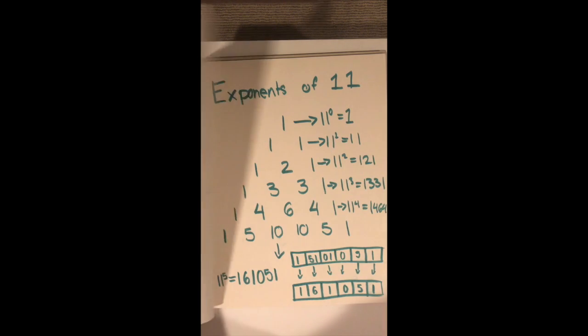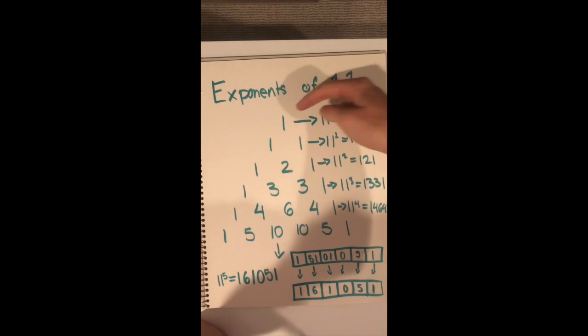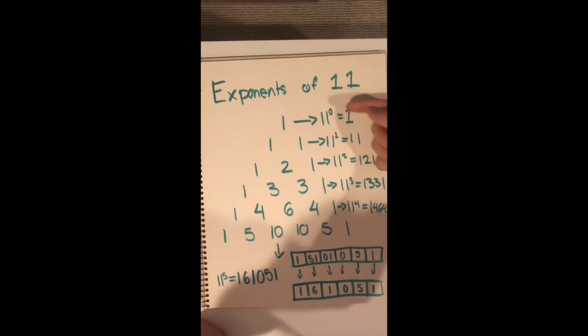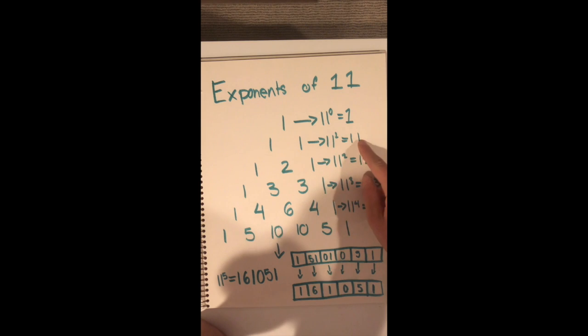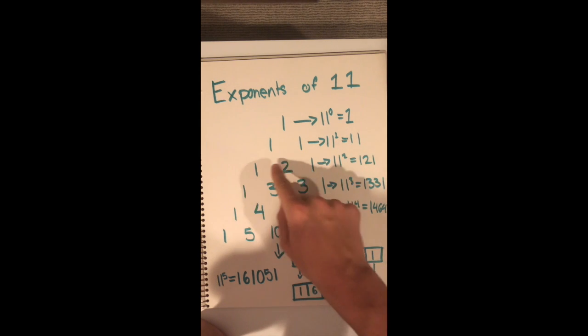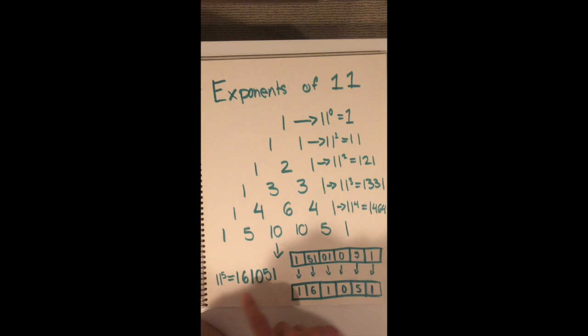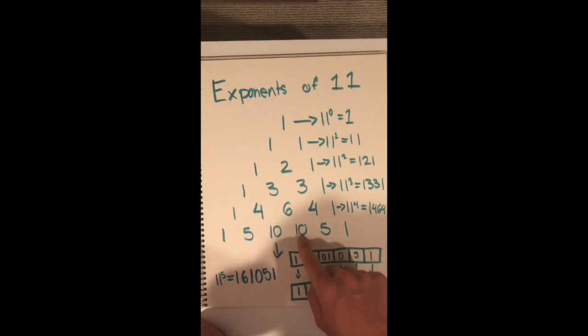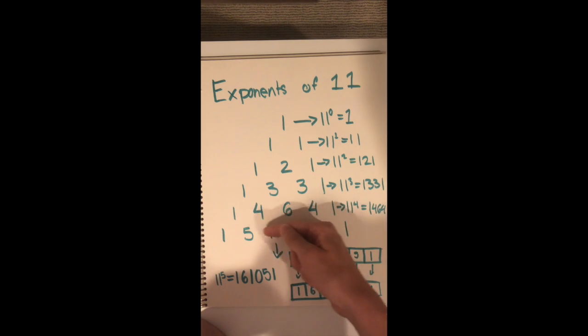Pattern number 4, exponents of 11. As you can see, every row equals an exponent of 11. For example, first row equals 1, 11 to the power of 0 is 1. The second row is 11, 11 to the power of 1 is 11. The third row is 121, and 11 to the power of 2 is 121, and so on. But when you get to bigger rows, like 11 to the power of 5, you start getting overlaps and double-digit numbers. So you get 1, 5, 10, 10, 5, 1.